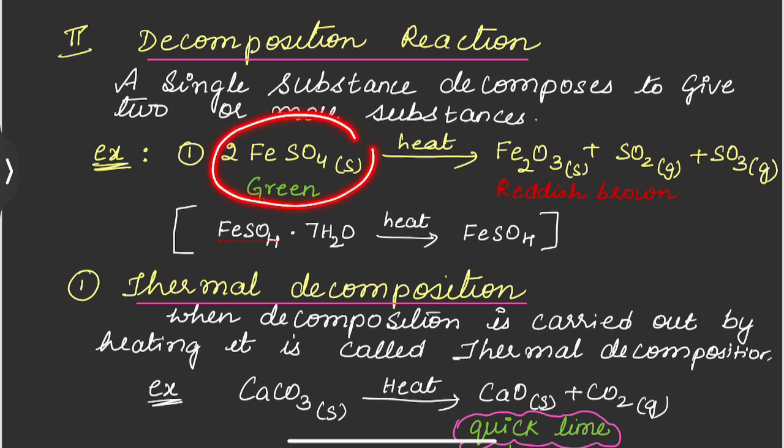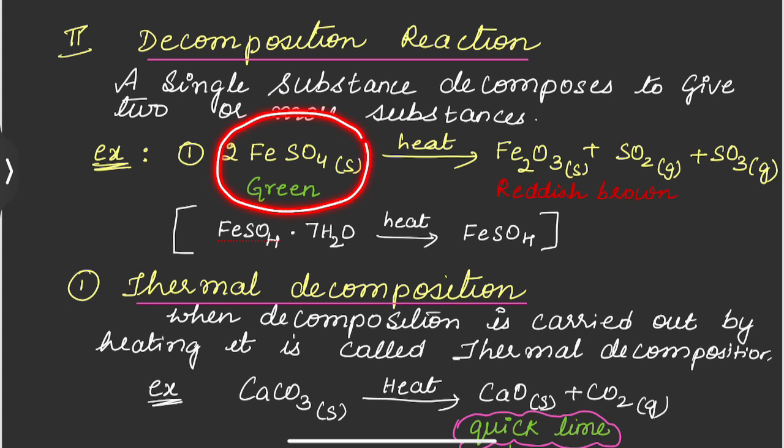In this example, we have taken FeSO4, which is iron sulfate, and if you heat iron sulfate, you will get ferric oxide. Fe2O3 is called ferric oxide. Then sulfur dioxide gas and sulfur trioxide gas are released. So two types of gas are released here, sulfur dioxide and sulfur trioxide, and ferric oxide is in solid form. Here color is very important. FeSO4 is a green color solid.